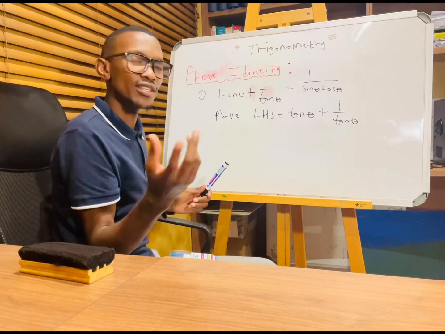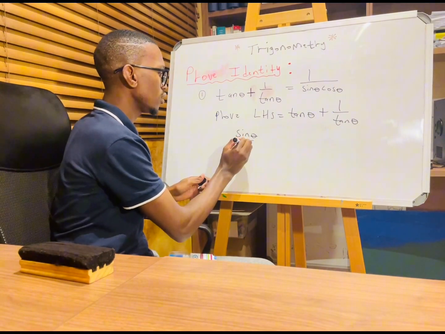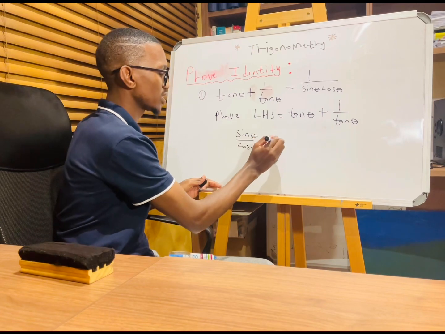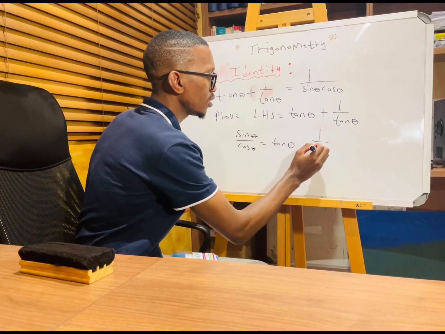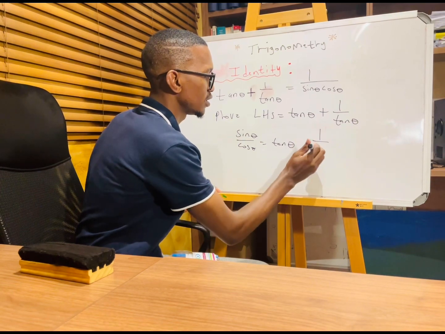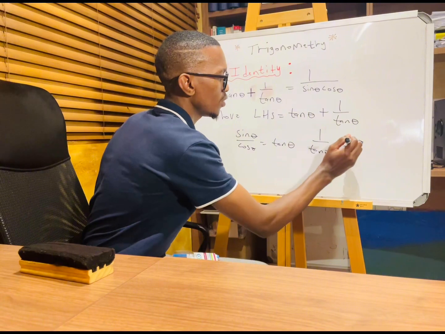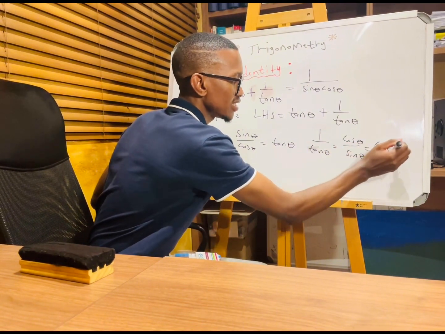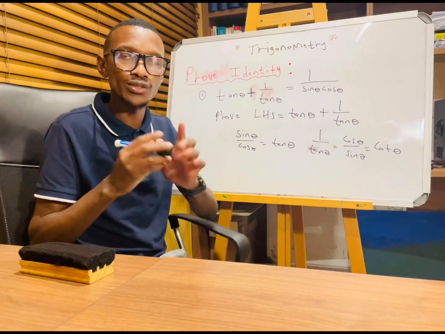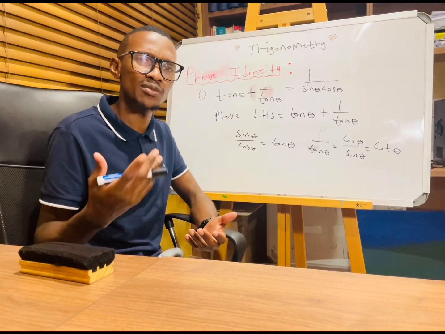The first thing that you need to do: we all know that sine theta over cos theta equals tan theta. 1 over tan theta equals cos theta over sine theta, which equals what we call cot theta. Those who didn't know about this, these are some of the basics that you guys must be familiar with.